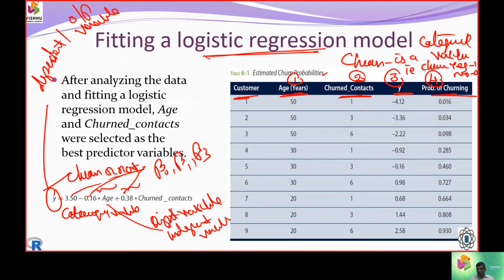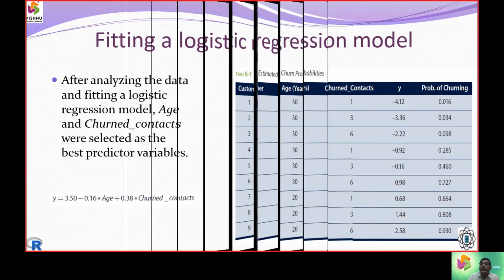Now, how did we get minus 4.12? How did we get minus 3.36? Why did we get 0.9? So what was the formula? The formula was y equals 3.50 minus 0.16 times the age plus 0.38 times the churned contacts. Okay, now the question is, where did you get 3.50? How did you write 0.16? Why did you write 0.38? Where did you get these values?